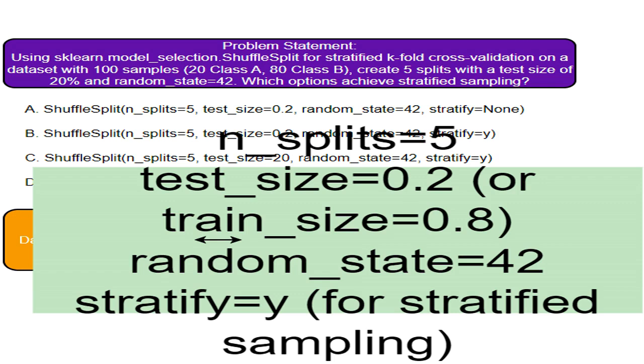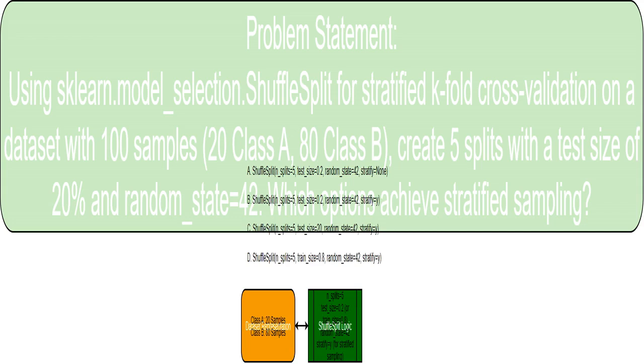ShuffleSplit randomly shuffles the data and divides it into sets, but the stratify option makes sure that the ratio of classes, A to B, is approximately the same in each set. This option is incorrect because I'm not using the stratify parameter. This means that the class distribution in my training and testing sets won't be representative of the overall distribution. My splits might end up biased, with one class being overrepresented.